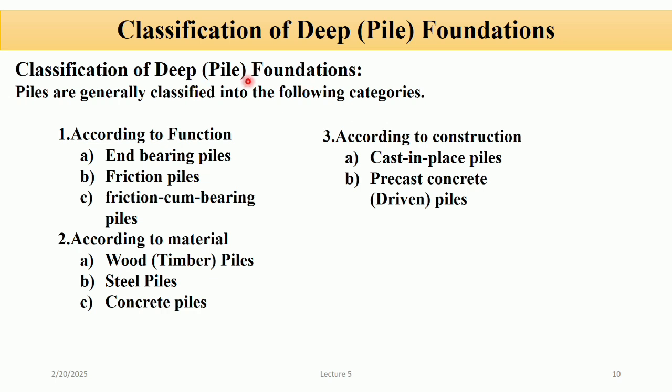Classification of deep foundation. Piles are generally classified into the following categories. According to function, we have 3 types of pile, such as end-bearing piles, friction piles, and friction cum bearing piles. According to material, we have 3 types: wood piles, steel piles, and concrete piles. And according to construction, we have 2 types of pile. One is cast-in-situ piles, and the other one is precast concrete piles or driven piles.